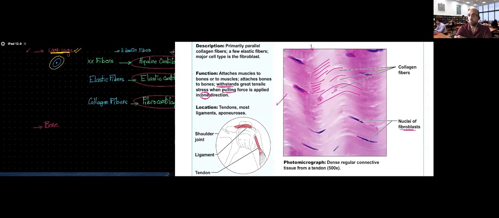The tendons and ligaments will be providing me with very good tensile strength when it comes to pulling in one direction. But if you decide to pull in different directions, the tendons and ligaments may rupture.